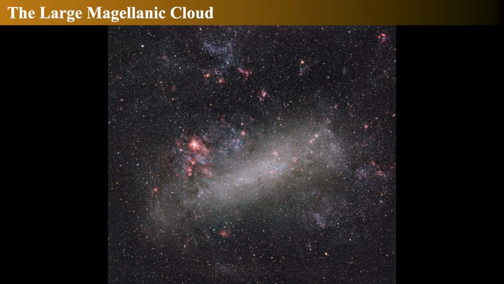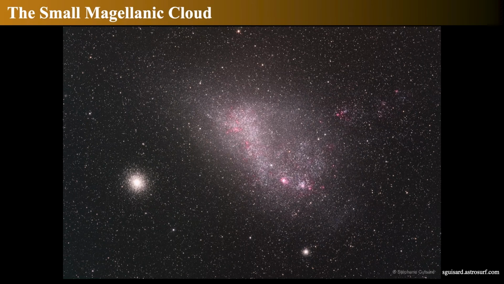The Large Magellanic Cloud is about 200,000 light years away. And so everything we see in there, the light has been traveling for about 200,000 years to get to us. Same with the Small Magellanic Cloud. This was taken by Stefan Guisard, and I just got to mention that. I'll find the link for his work and put it on the YouTube channel.